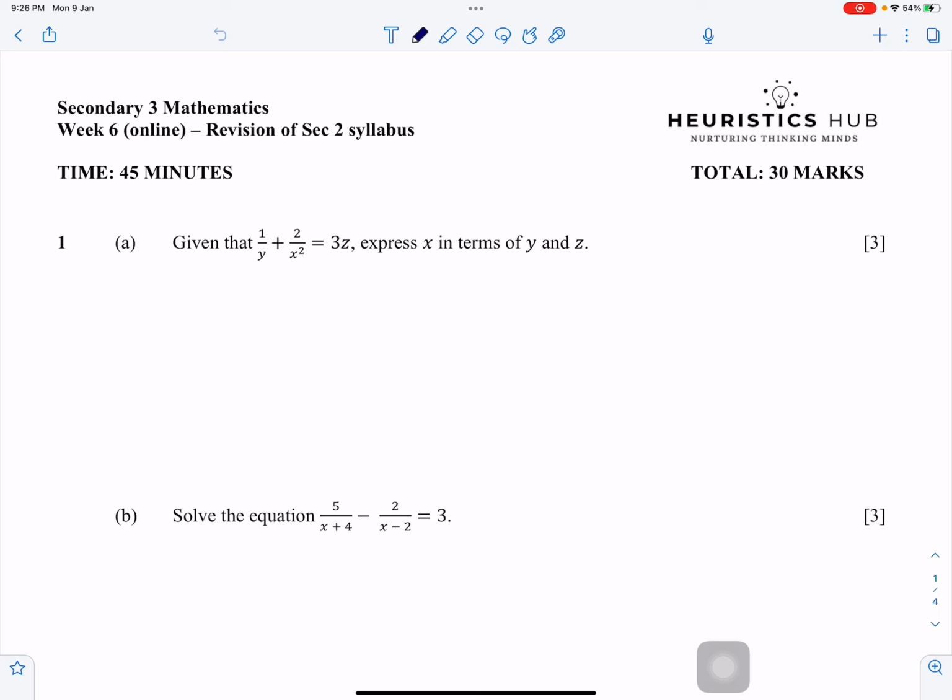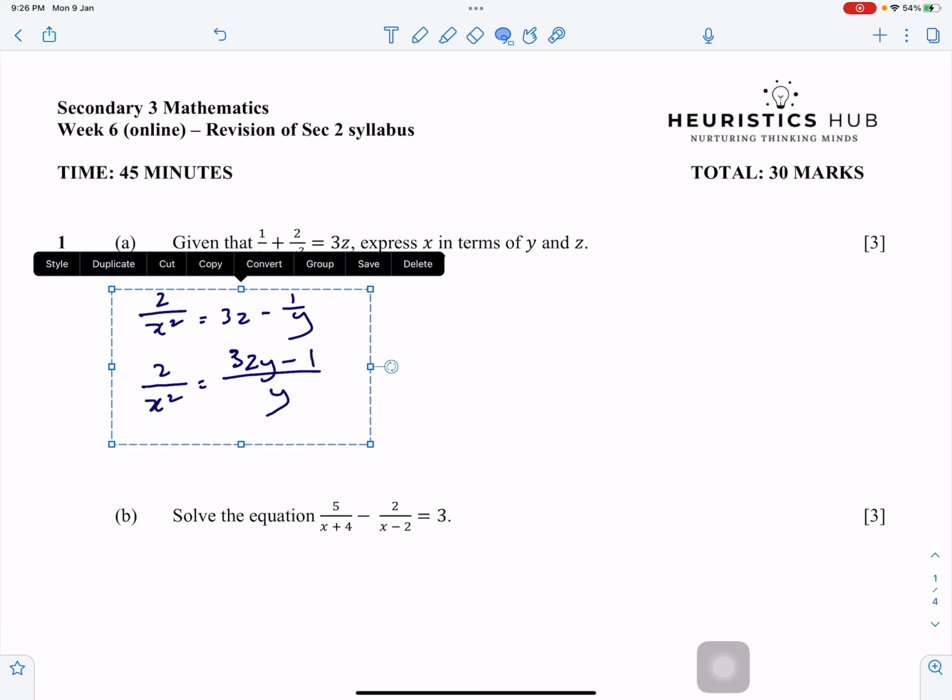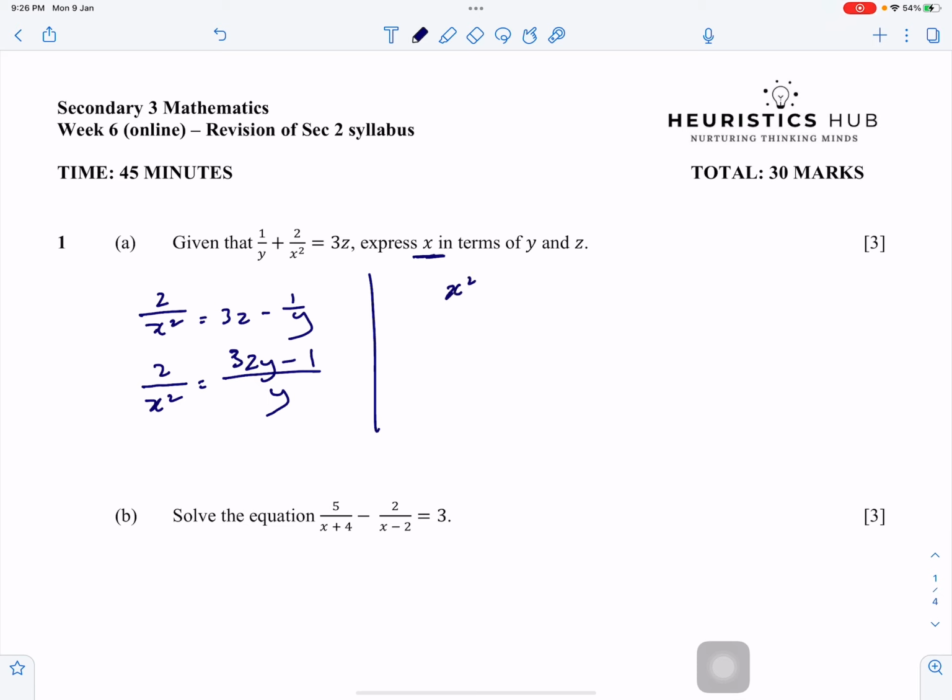Okay, so let's take a look at the first one. They say express x in terms of y and z. So what you do is you bring this to the other side and then find the common denominator. Obviously, this is a little bit more difficult than usual, right? If you're not very sure what to do, you can take a look at my working. You realize I flip them over, and there you go.